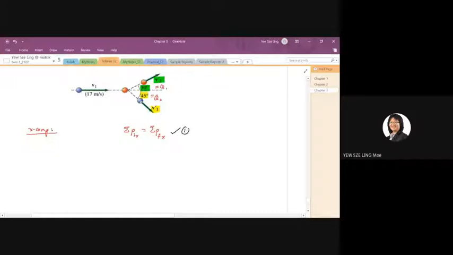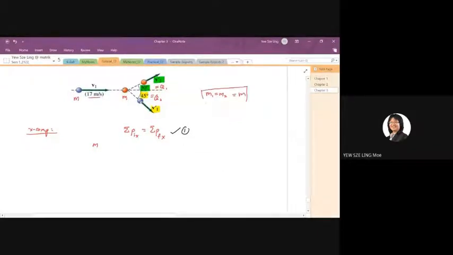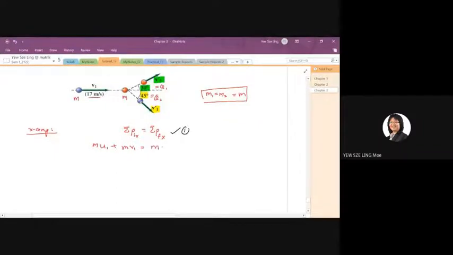Initially, I have an object V1 moving at 17 meters per second. Now I'm not going to write M1, M2, because both of them are known as M, since they are identical. If both objects are identical, it means M1 equals M2. So to make it easier, I'm just going to write it as M. So M U1 plus M V1 equals M.